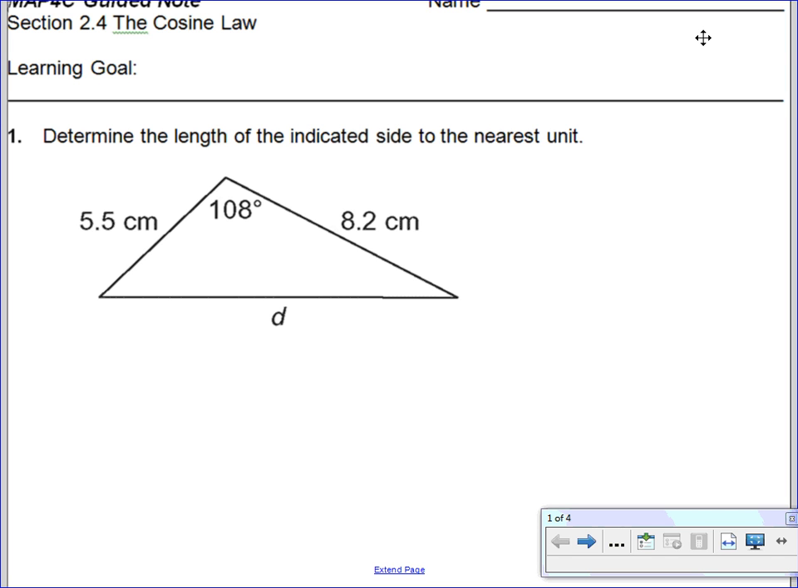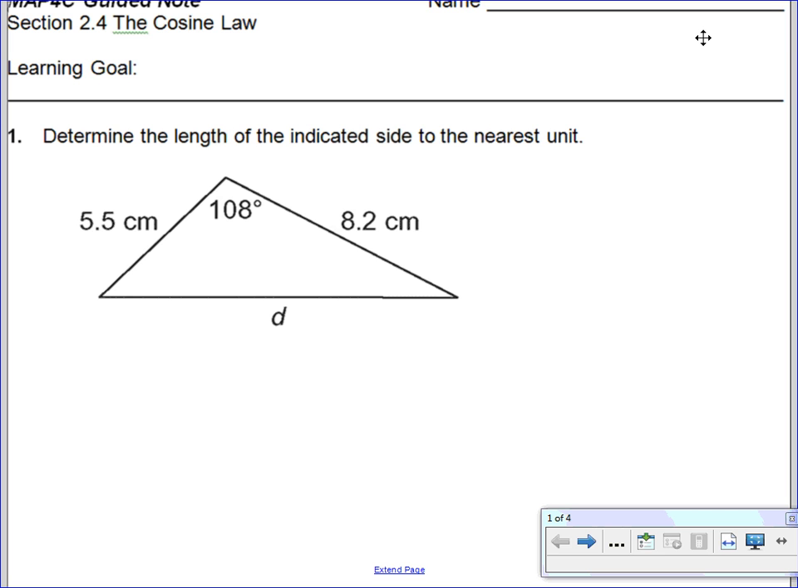okay? For cosine law, you need two side lengths and a contained angle, or all three side lengths. Okay? Two side lengths and a contained angle. So what that means is I have these two side lengths and the angle in between them, or all three sides. These will always be up here, these posters, okay?